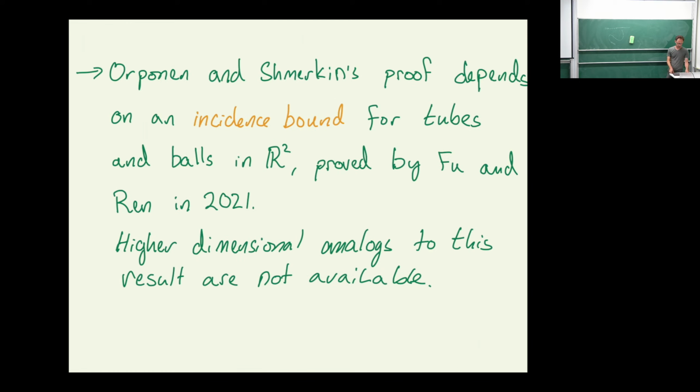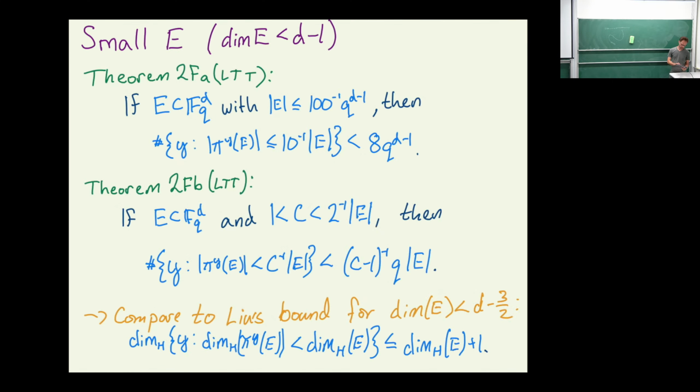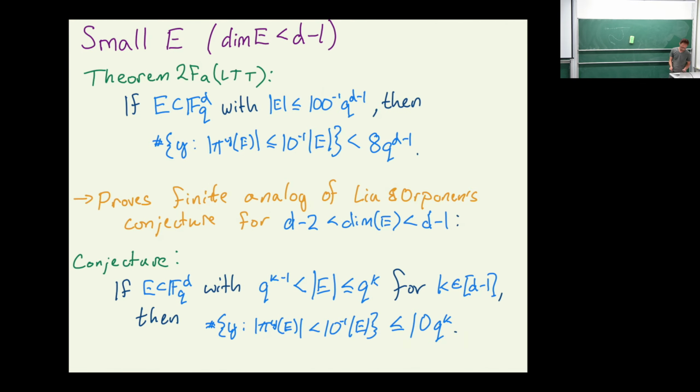So what I'm going to do now is switch to using the chalkboard. What I want to do is show a proof of this theorem here, which proves the finite analog of Liu and Orponen's conjecture for sets whose cardinality is between q to the d minus 1 and q to the d minus 2. But I'm going to do that on the blackboard.